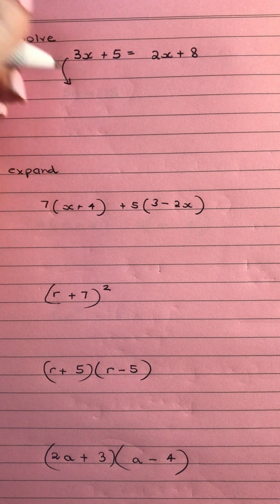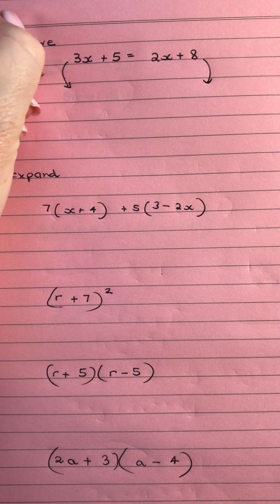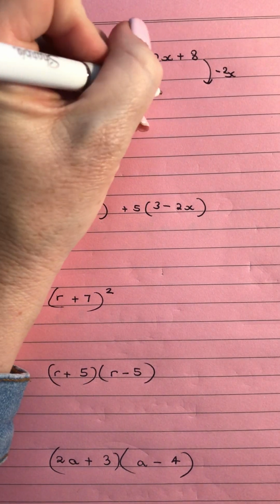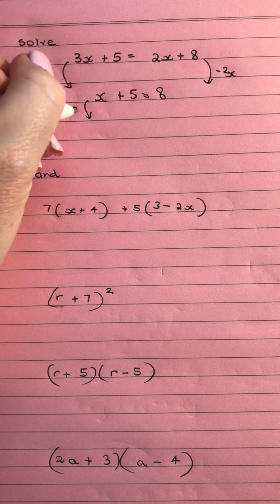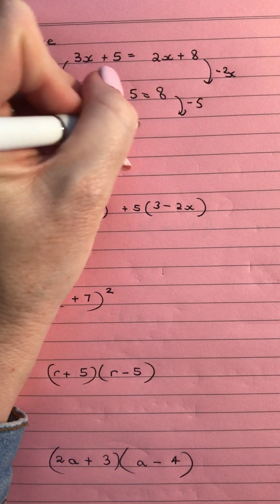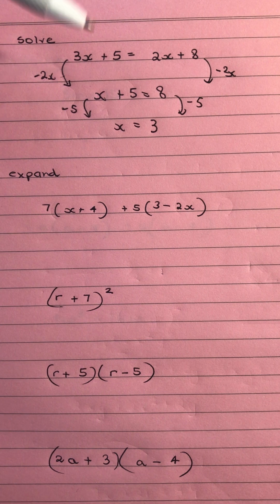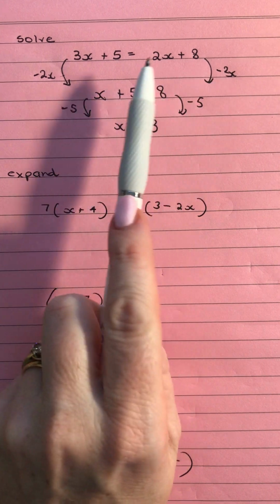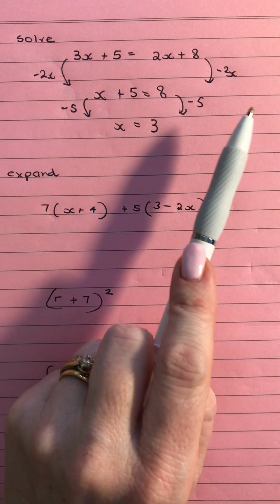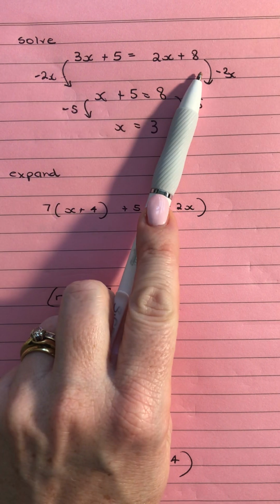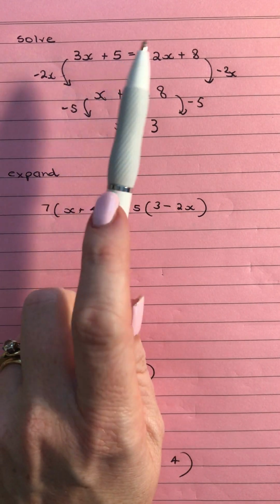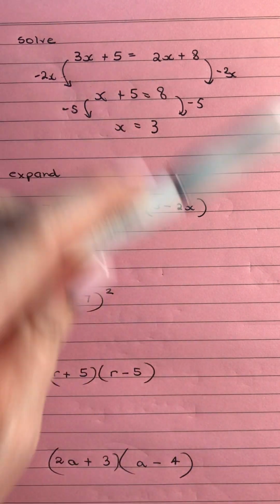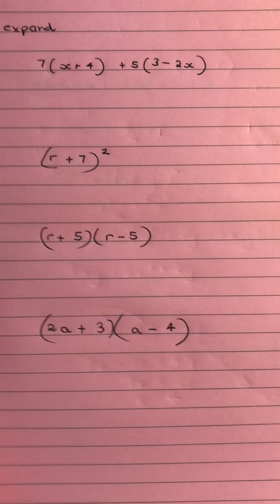I'm going to start this one by taking away 2x. So I'm going to get the x's together. So I have x plus 5 equals 8. And then I'm going to take away 5, and I'll get x is equal to 3. So like I said, we could have taken away the 5 first, and that would have given us 3x equals 2x plus 3, then taken 2x, or we could have taken away the 8 and got a 3x take away 3 is equal to 2x and go that way. Lots of different options.